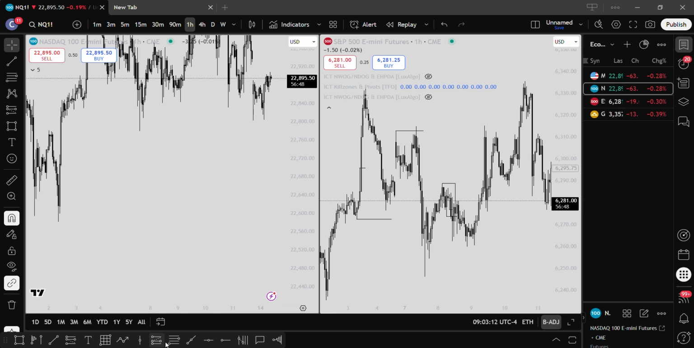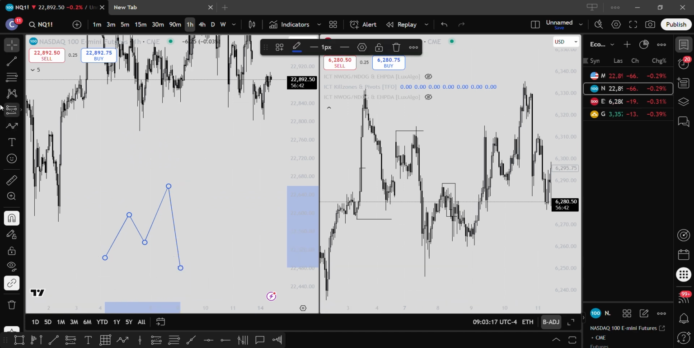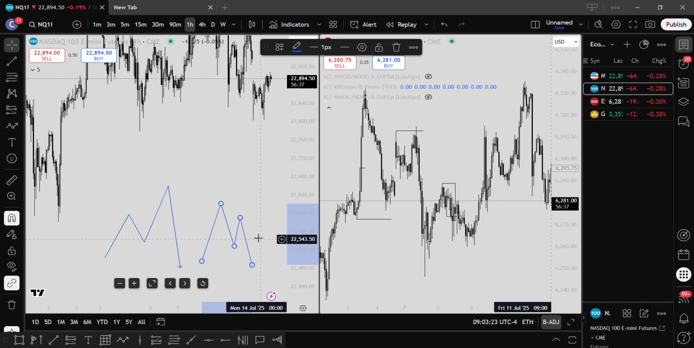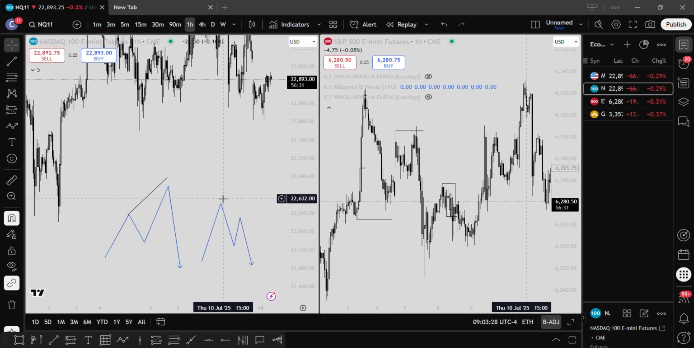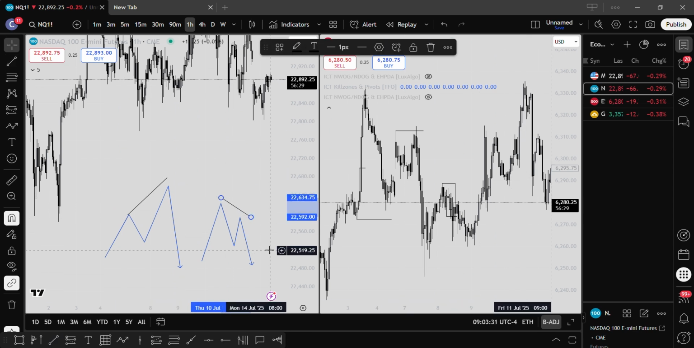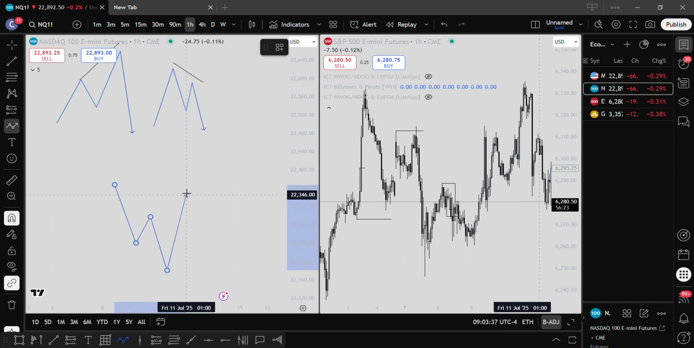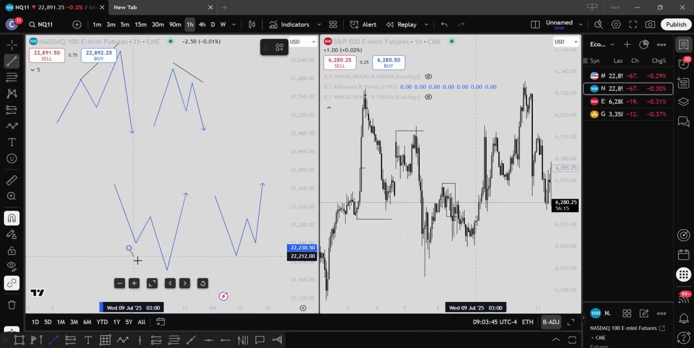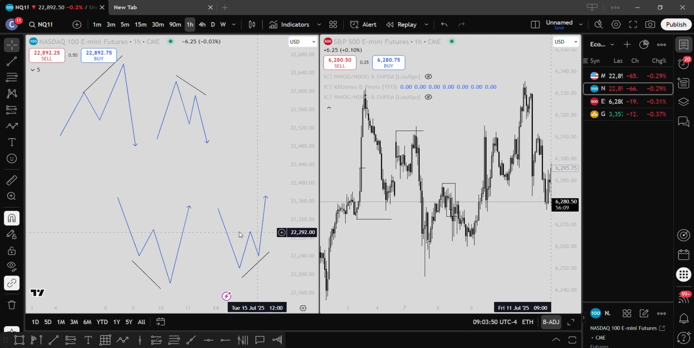So for example, if NQ swept that high and printed down, while ES didn't sweep that high and printed down, that's a bearish SMT. That's an SMT you would like to see while searching for sells. If NQ swept the low while ES didn't, that's a bullish SMT and an SMT that you would like to see while buying, and vice versa.